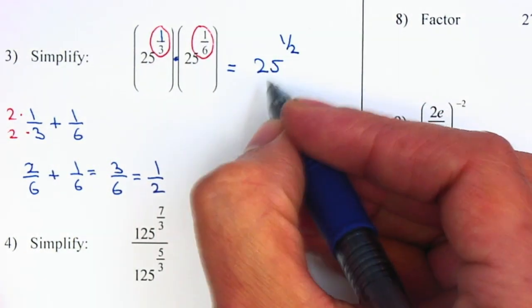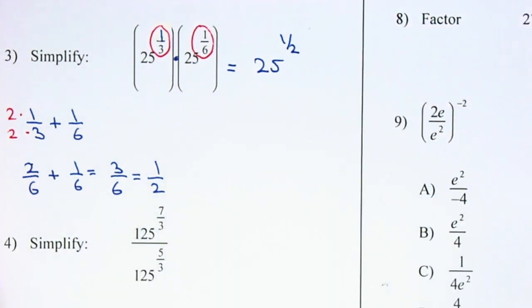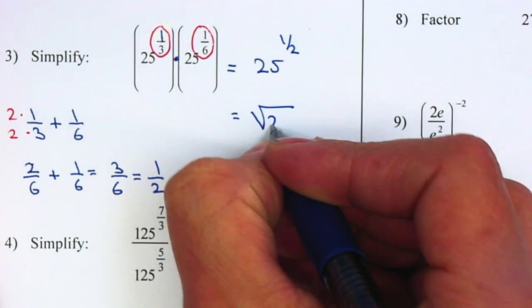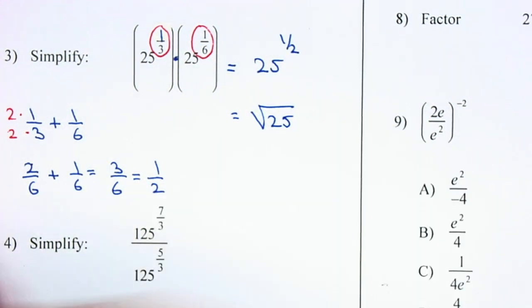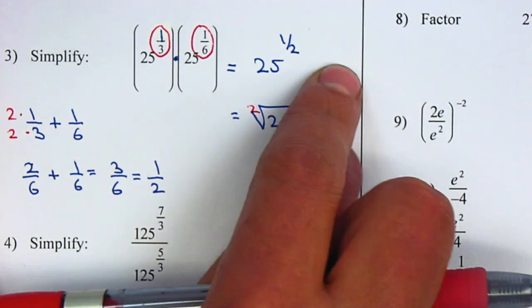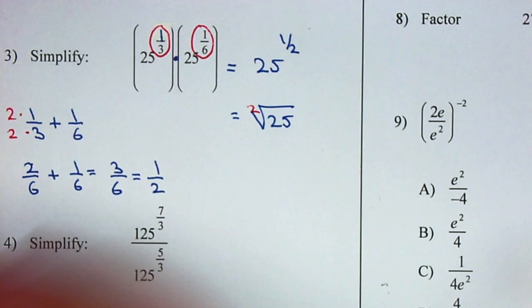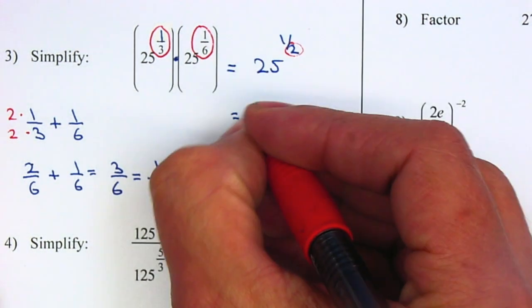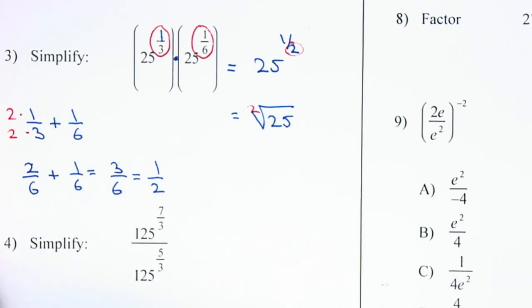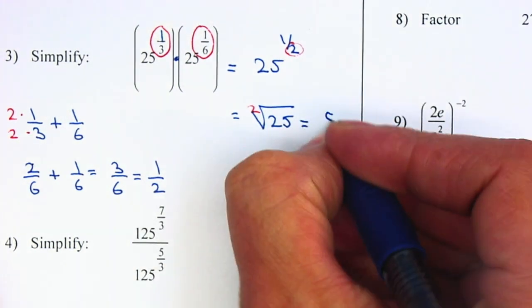I want to do the same thing as I did on number 2. I want to rewrite it as a radical so I can simplify it. Now, some of you already know that this is the square root of 25, which is 5. So if you don't want to rewrite it, if you can do it in your head, you can just write down equal to 5. Otherwise, the denominator is the root. This is the exponent, but because there's a 1, I don't need to write it down. And that gives me 5.